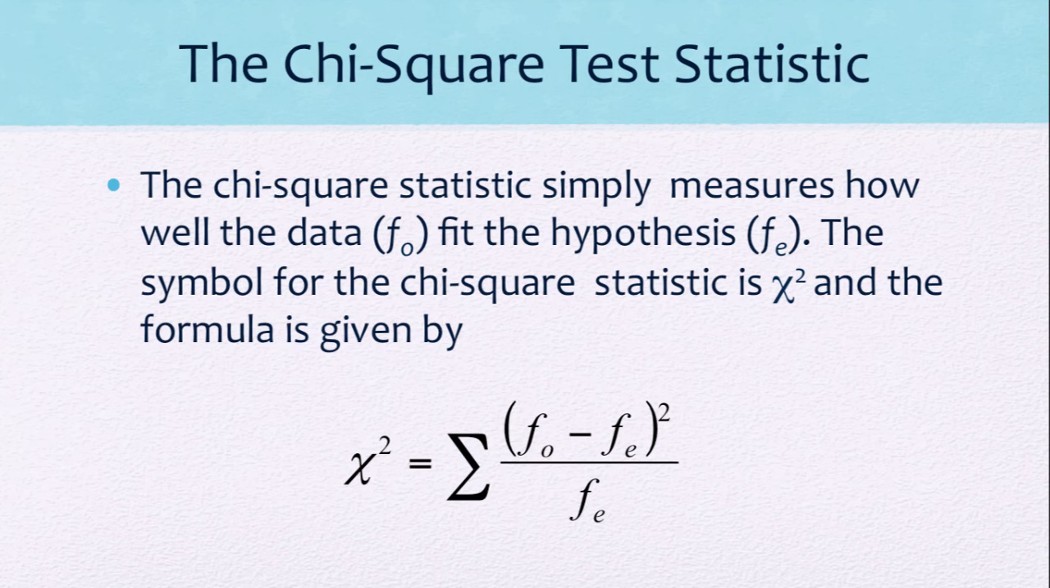The chi-square statistic, again, measures how well the data or the observed frequencies fit the expected frequencies. The symbol for chi-square is this Greek letter chi with a superscript 2. Essentially we are taking the sum of the difference between our observed frequency and expected frequency, squared, divided by our expected frequency.